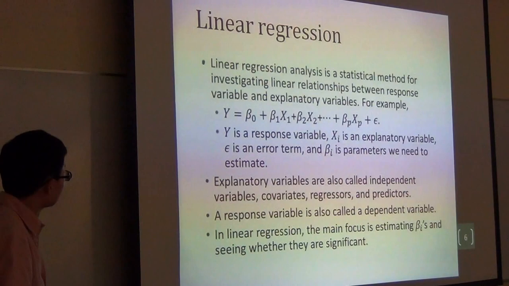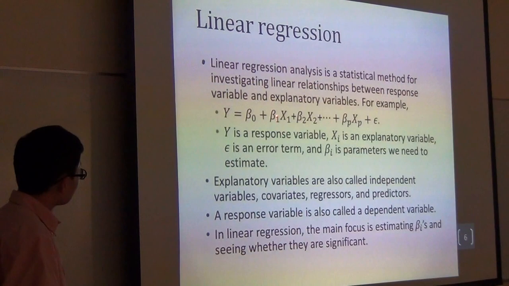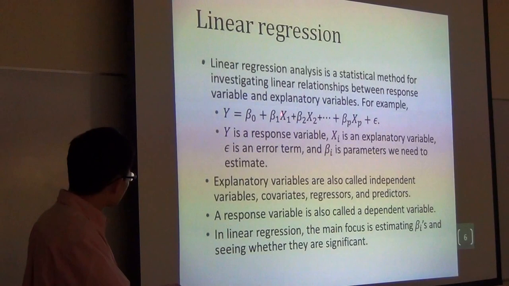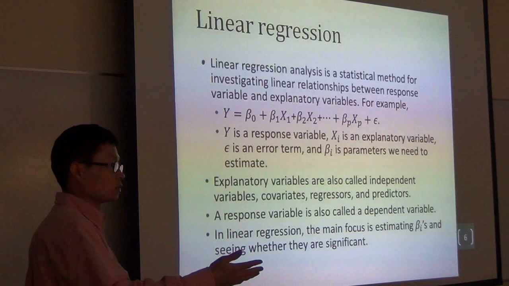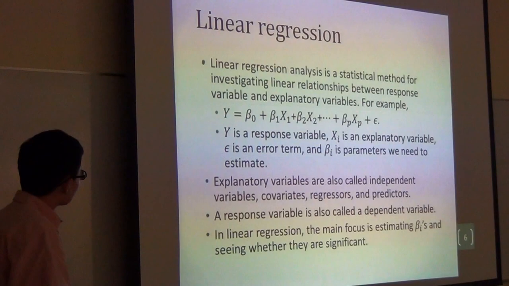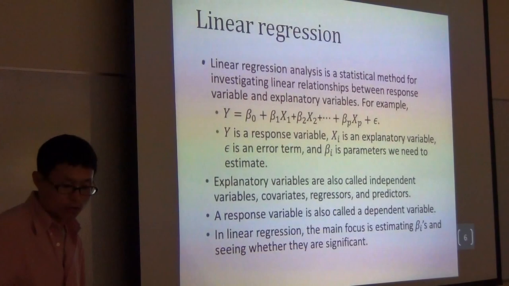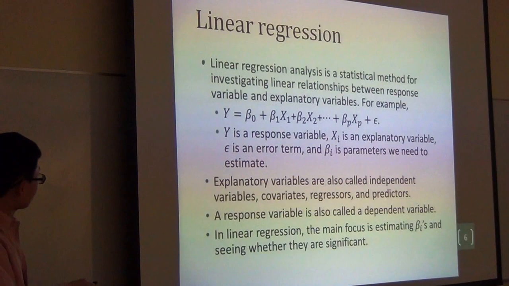The main issue is the beta i's, whether they are significant. If beta i is significant, then the corresponding variable is significant. For example, if we estimate beta 1, the impact of age on our response variable, and it turns out to be significant based on the typical p-value, then we can predict some outcomes and evaluate the impact of age on our response variable. So the main focus is estimating beta in linear regression.